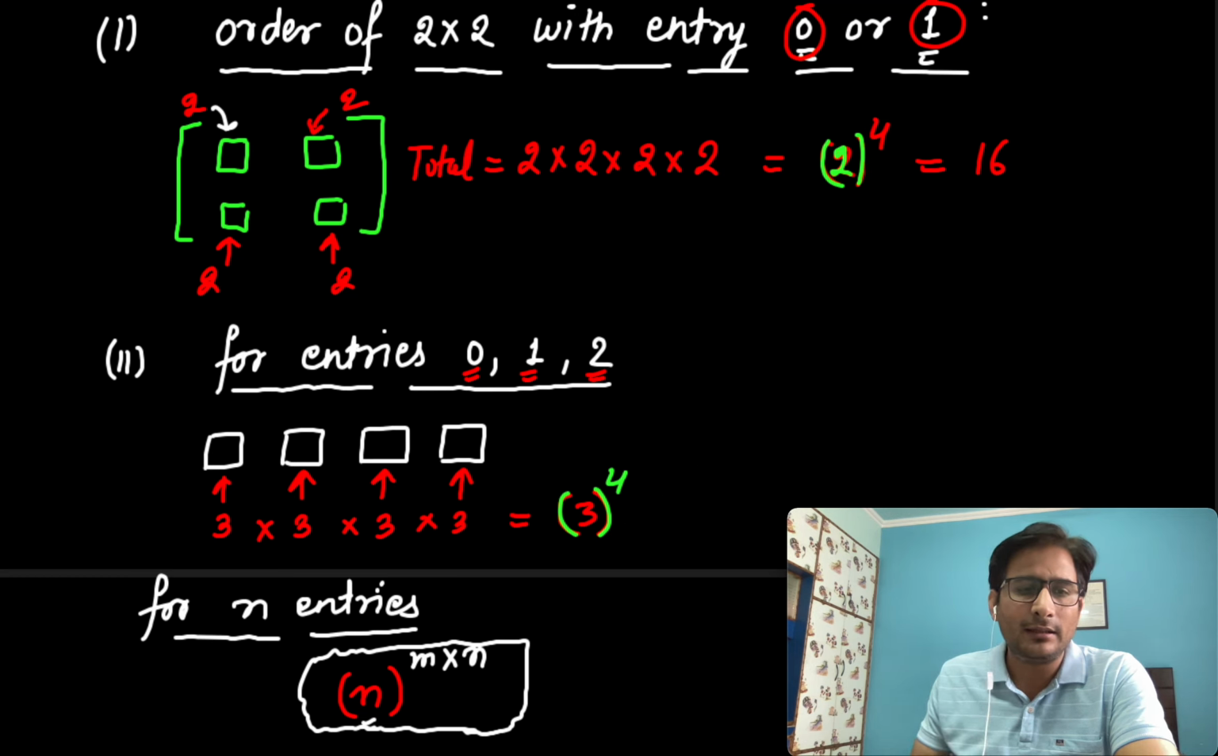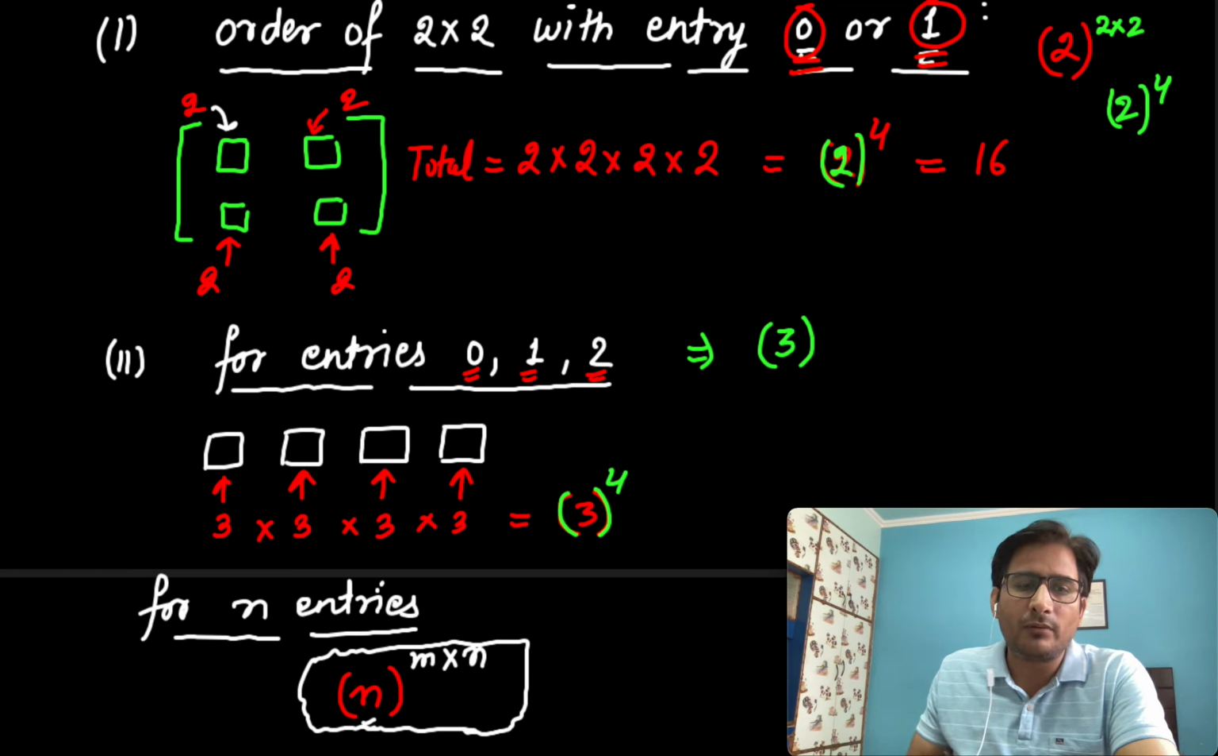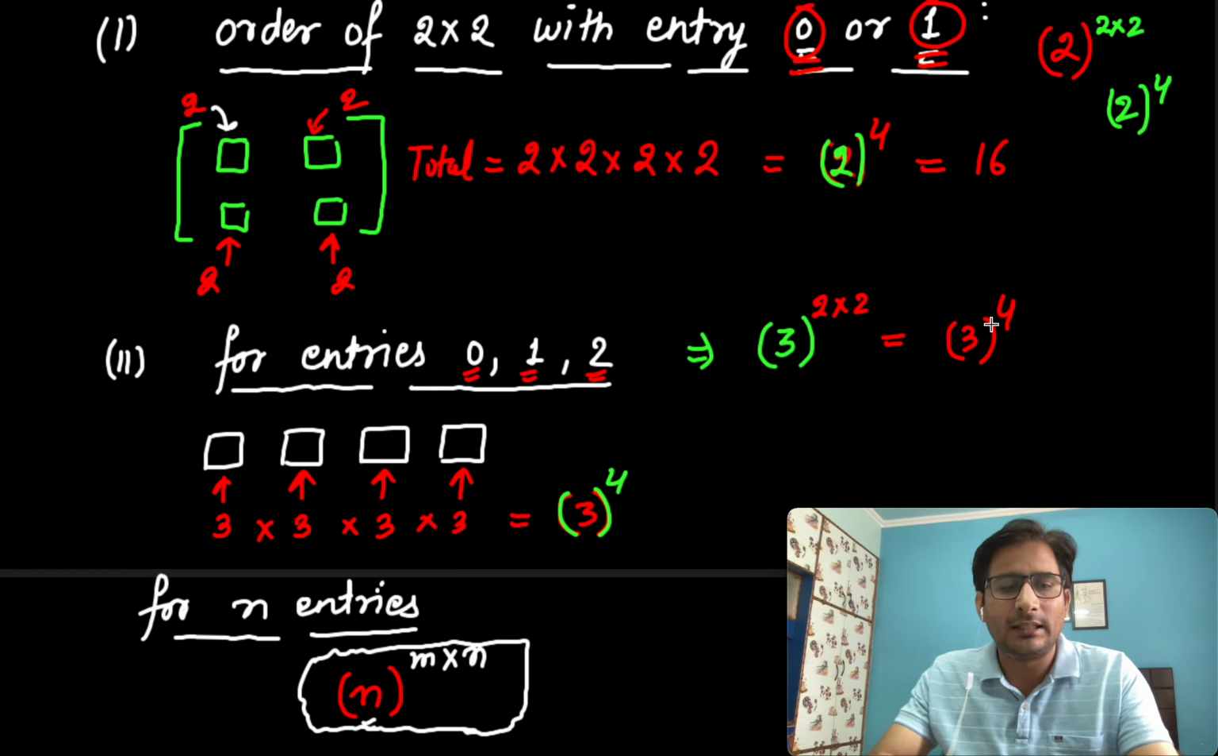If you look at the above example, how many entries are there? Entries are 2. And what is the order of the matrix? The order of the matrix is 2 into 2. So the answer in this case is 2 power 4. Look at this example. How many entries are there in this example? 3. And the order of the matrix is 2 into 2. So the answer in this case is 3 power 4. I hope it is clear to you all now.